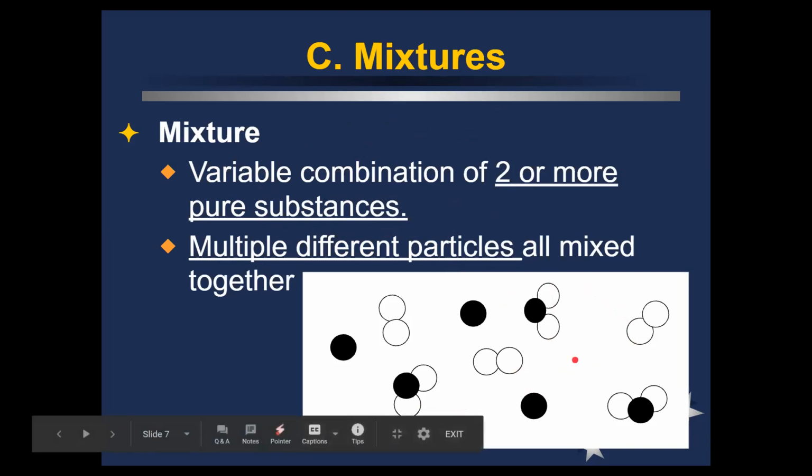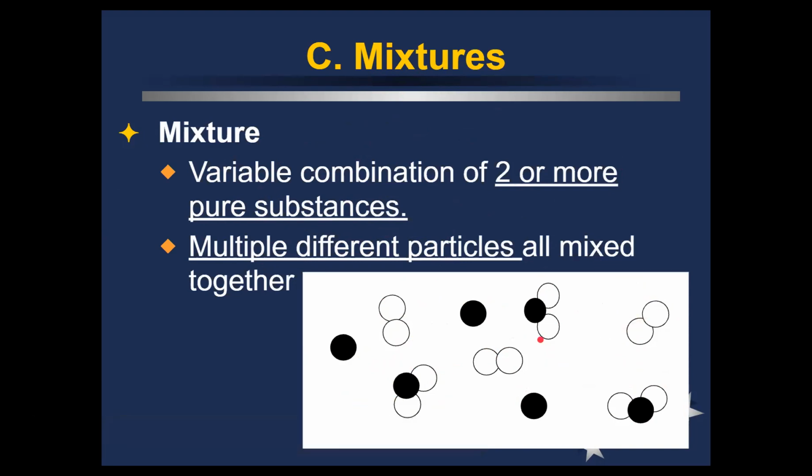So like in this case, we have a whole bunch of different substances in this mixture. We've got this black element, we've got these double white elements, and we've got this black and white compound right here. So we have different elements and a compound all combined together into one substance, and that gives us our mixture.